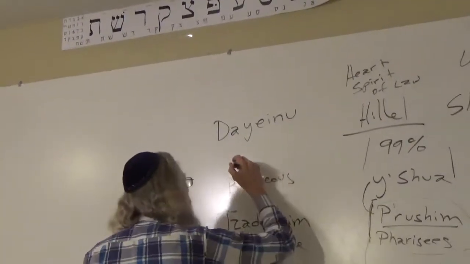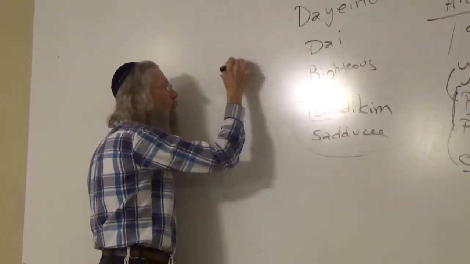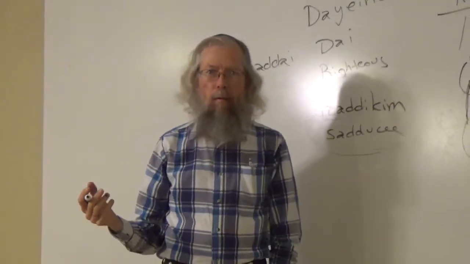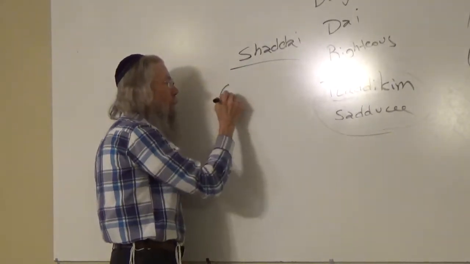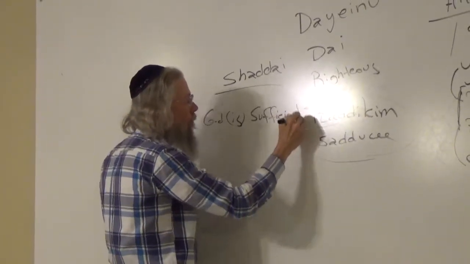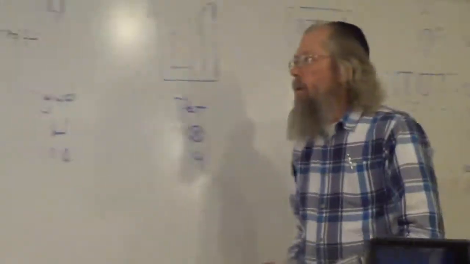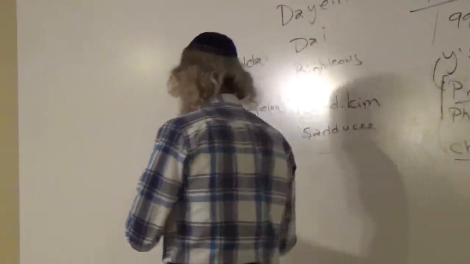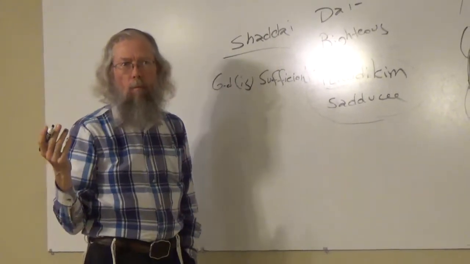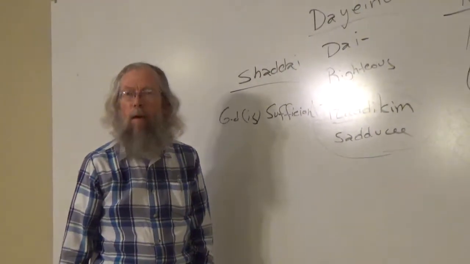Dayenu comes from Dai. Everyone say Dai. As in El Shaddai. El Shaddai means God is sufficient. So Dai has the idea of sufficiency. It would have been enough. That's what Dai means. It would have been sufficient. It would have been enough.